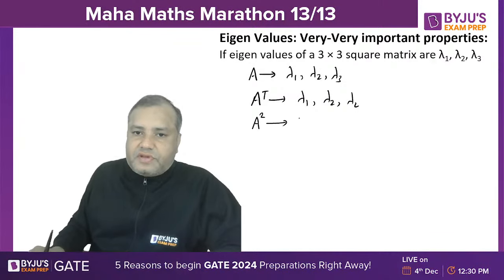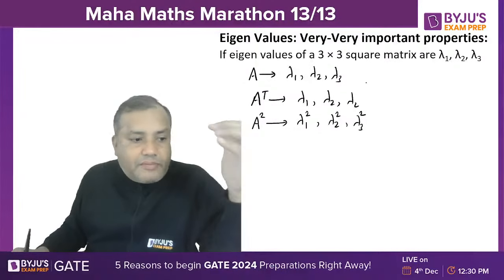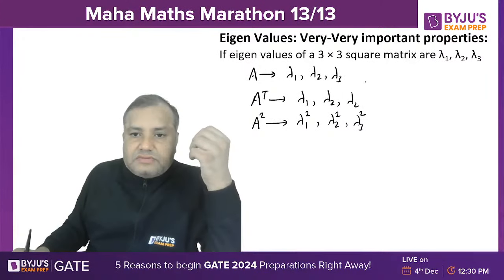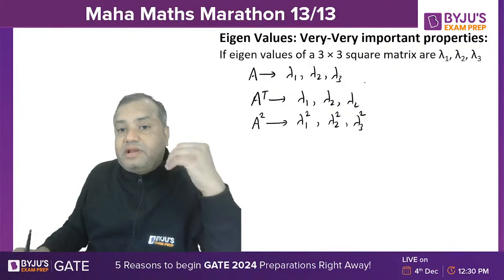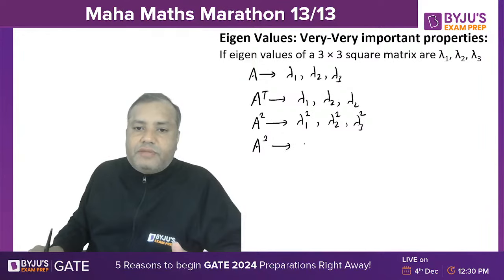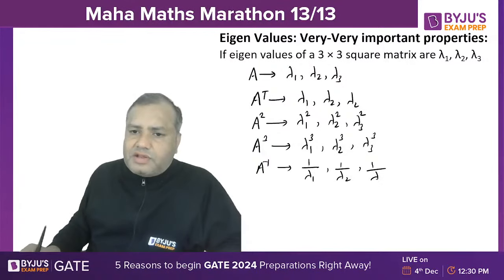Eigenvalues of A square will be lambda 1 square, lambda 2 square, lambda 3 square. Similarly, eigenvalues of A cube will be lambda 1 cube, lambda 2 cube and lambda 3 cube. Okay, sir. What will be the eigenvalues of A inverse? 1 upon lambda 1, 1 upon lambda 2, 1 upon lambda 3.